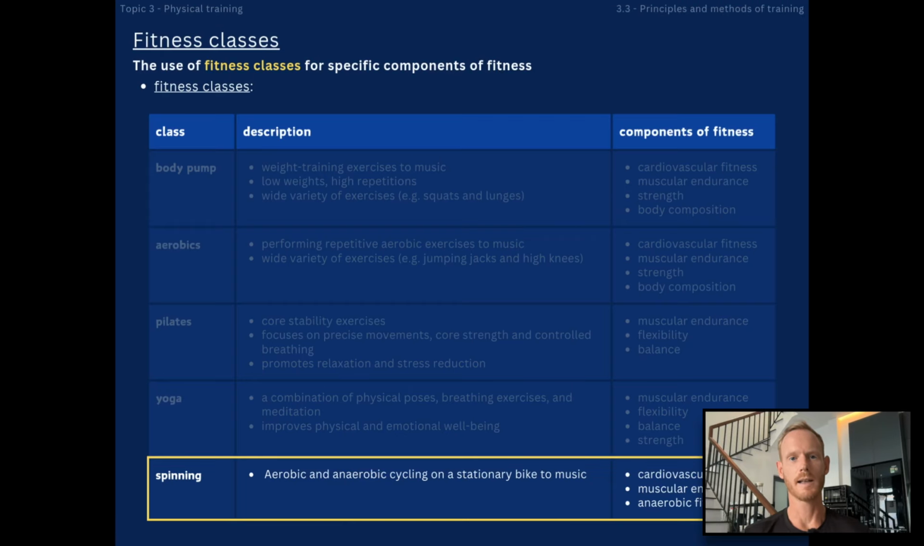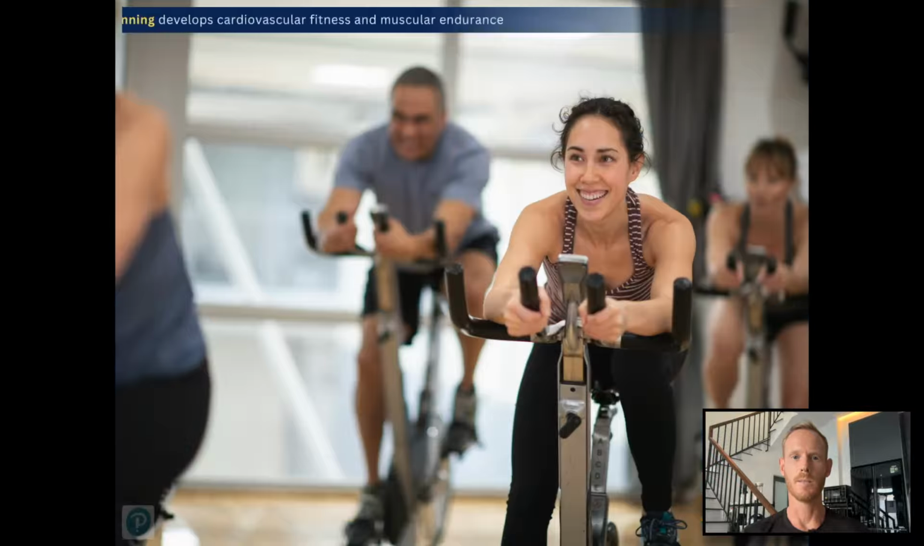Spinning, or indoor cycling, is a high-intensity cardiovascular workout on a stationary bike, using a weighted flywheel to simulate various terrains like hills and flats. Participants control resistance and pace to vary speed and intensity, with sessions typically including warm-ups, sprints, climbs, and cool-downs set to lively music. Spinning mainly develops cardiovascular fitness and muscular endurance, but due to the changes in intensity, may help to improve anaerobic fitness as well.